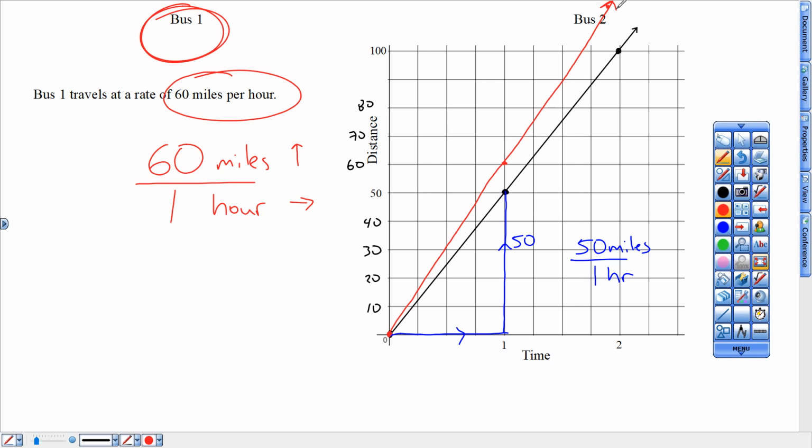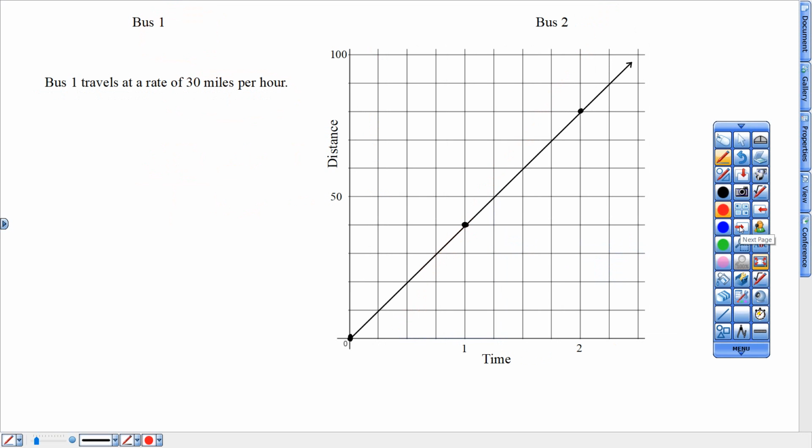Second word is fish. Fish. What I'd like you to do is try one on your own. Try this set where I have you compare bus number 1 going at 30 miles per hour compared to bus number 2, which you need to find your own rate for every 1 hour.